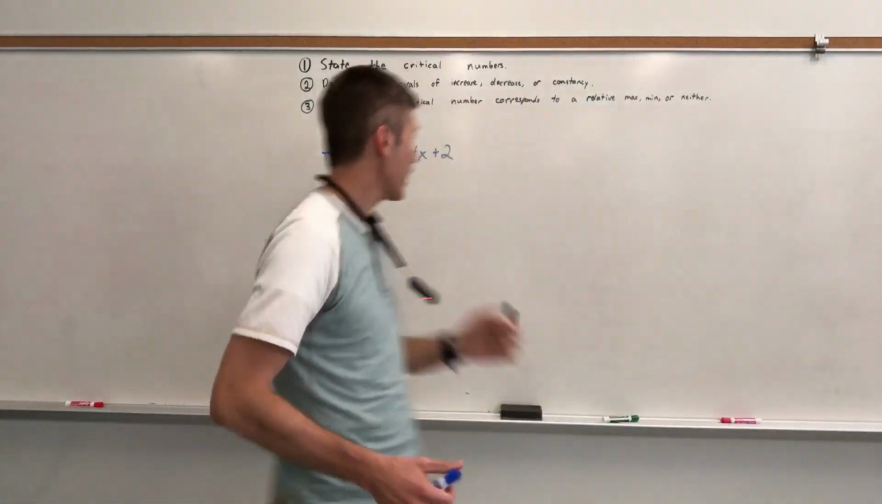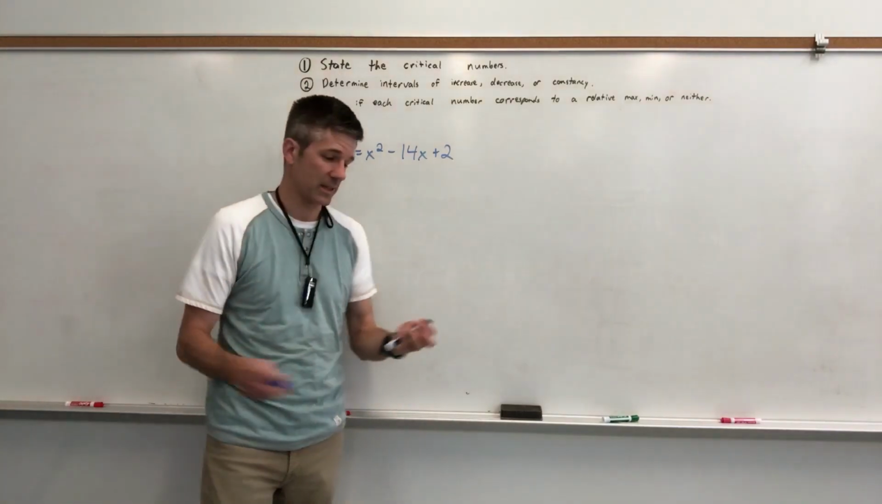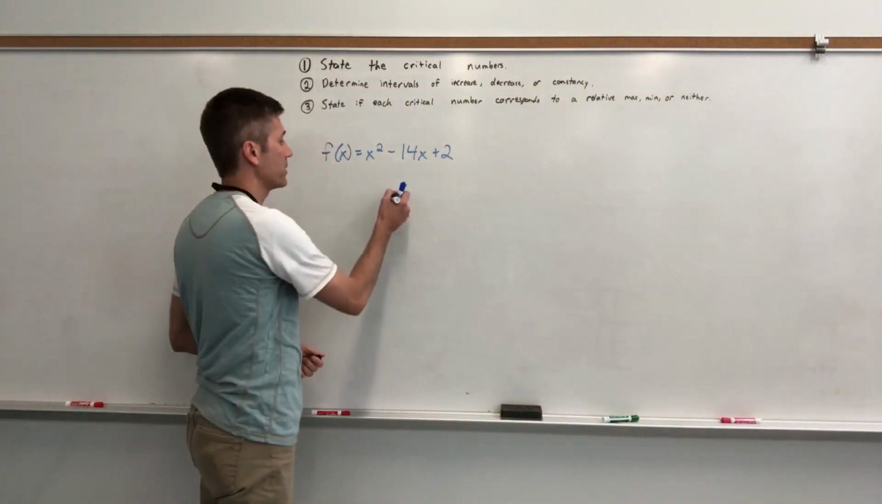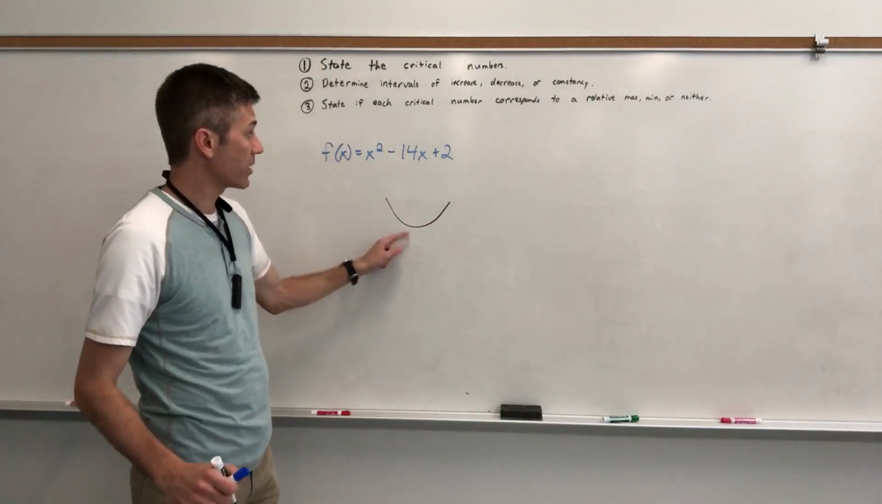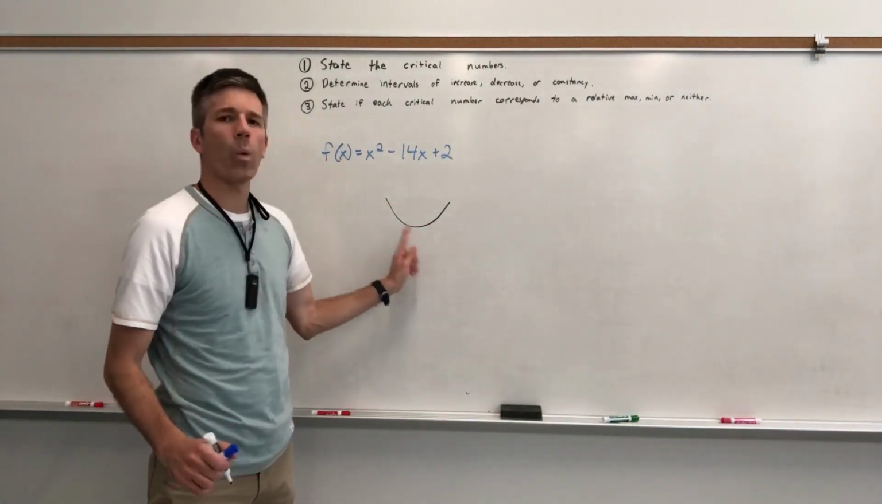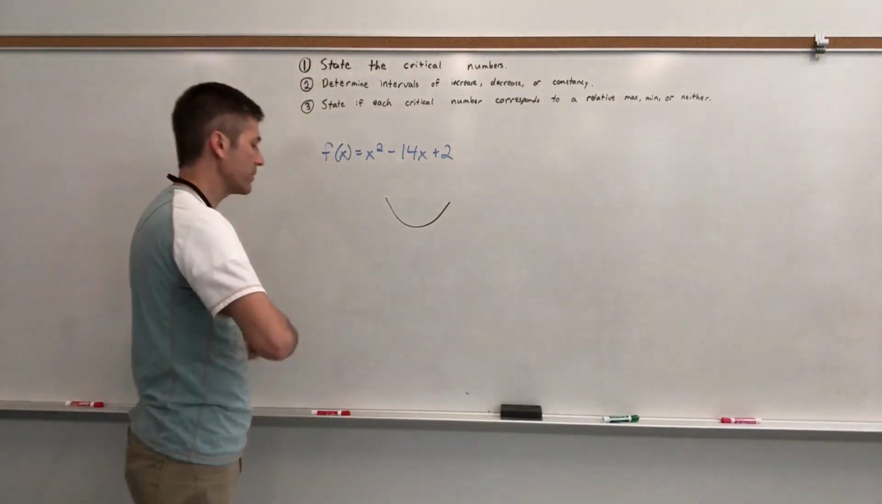Let's jump right in. So we have this function, x squared minus 14x plus 2. Let's just go ahead and be really realistic about this. You know that this is a parabola that opens upward. Already, you know this much. Decrease, increase. We just don't know where that is. We don't know that x value. So we're going to use the derivative. So here we go.